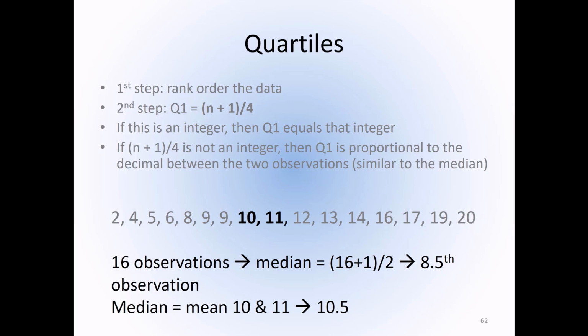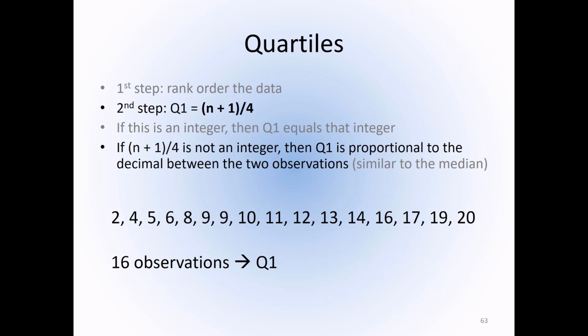Now, this should be familiar to you. If not, go back to the measures of central tendency and watch that video again. Now, if we're interested in quantifying quartile 1, we make a slight adjustment to our formula, and our denominator is 4 rather than 2. So the observation 4.25 is our quartile 1.